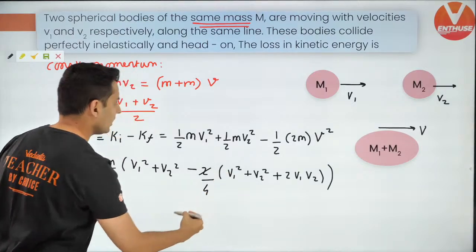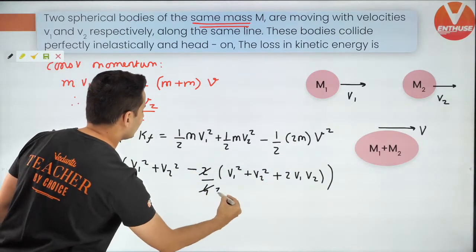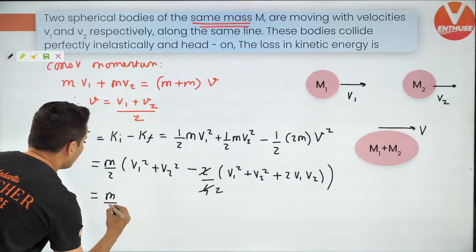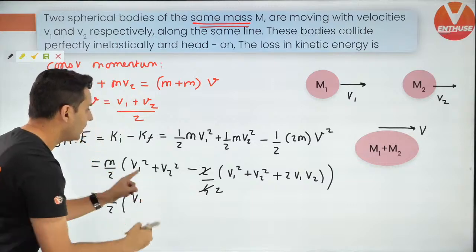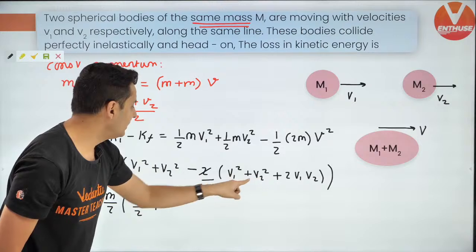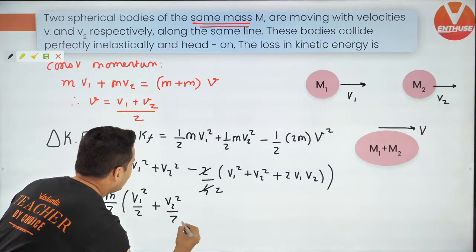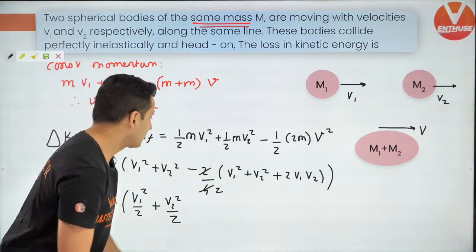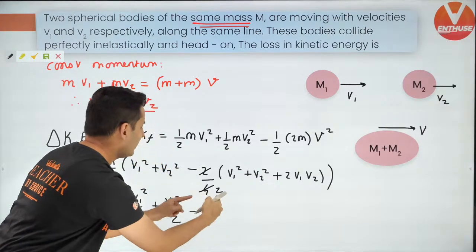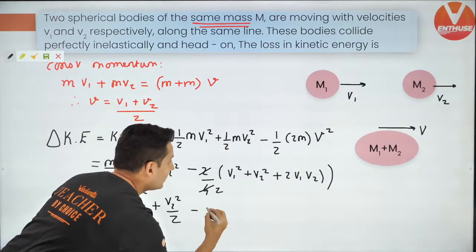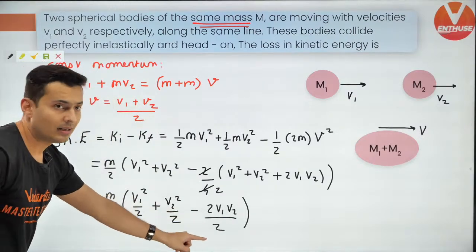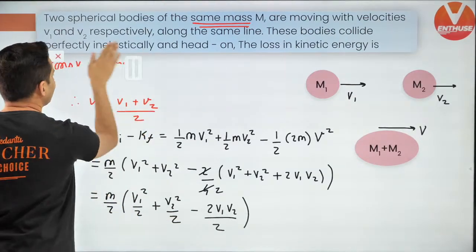Now this 2 and that 4 is going to get cancelled. So I'm going to have v1 square minus v1 square by 2. So it's going to be m by 2, and it's going to be v1 square minus v1 square by 2 is v1 square by 2 plus v2 square minus v2 square by 2 is also going to be v2 square by 2. Then minus 2 and 2 will cancel, and you will have, let me just put that 2 as it is over there, minus 2v1 v2 divided by 2. You might be wondering why am I keeping that 2 over here. You'll understand it in the next step.